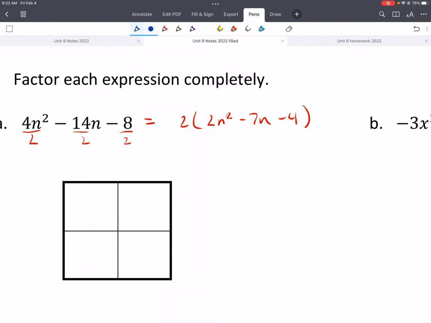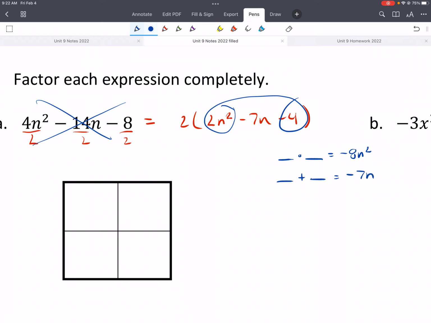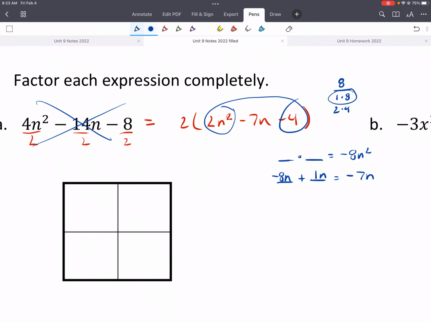And then from here, this is where we're going to do our boxes. Okay, we can kind of ignore this from now on. It needs to multiply to give us negative 8n squared. So again, that just comes from multiplying our boxes. Okay, and then needs to add to the middle term, which gives us negative 7n. So maybe do factor pairs for 8. You can do 1 and 8 or 2 and 4. And it looks like the only thing that would make that work would be 1 and 8. So it'd be like negative 8n and plus 1n. That would give you negative 7.